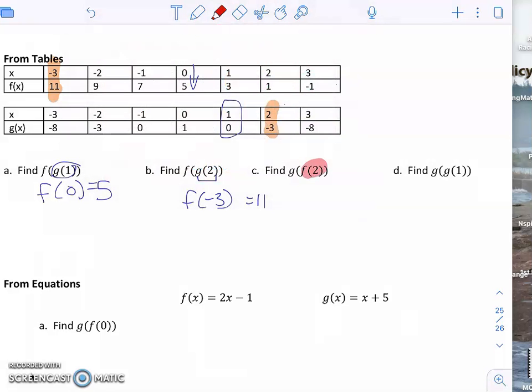Inside first again, f of 2 is 1, so this is g of 1. And then we go to g of 1, which is 0. So g of 1, well, we highlighted that already. g of 1 is 0, so this is g of 0, which we look there, g of 0 is 1.